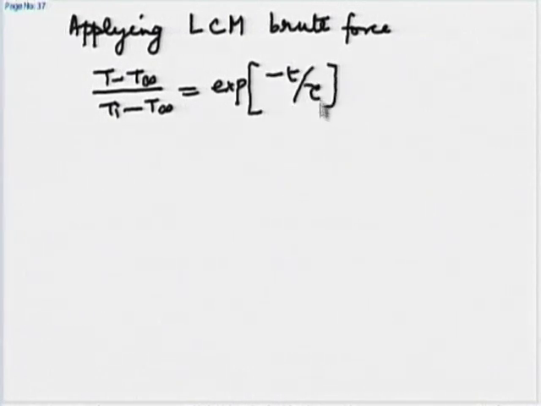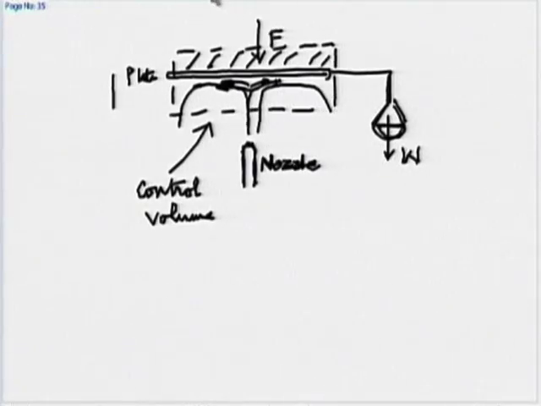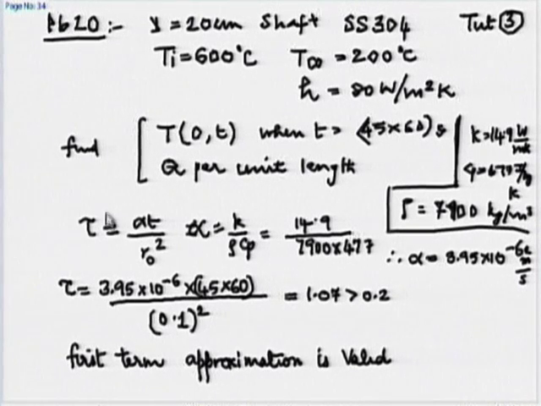Let me calculate tau. Tau we have already calculated. No, this tau is different. Unfortunately, we are using the same notation for two things. Okay, now I realize that. Tau is Fourier number and also time constant. So please don't get confused. When I say tau here in this equation, it is time constant. That is the reason most of the textbooks use Fo for Fourier number rather than tau, because tau is usually chosen for time constant.